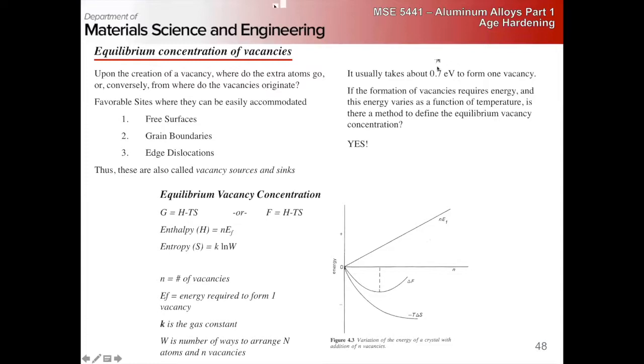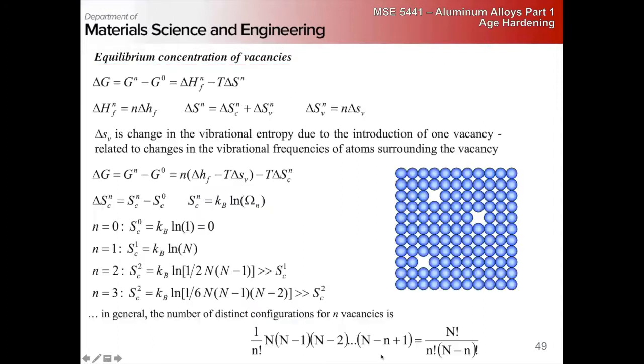enthalpy term to form them is quite low. The energy to form a dislocation is quite high, right? So the entropy boost can never win out because it costs so much to create one, right?